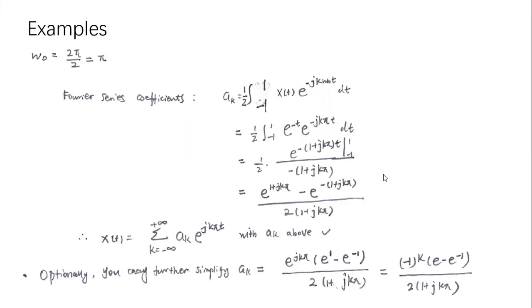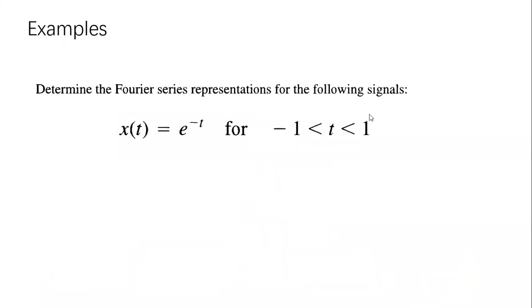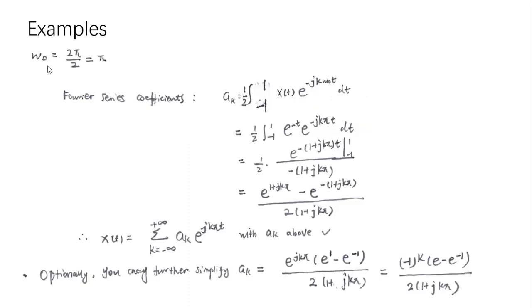Okay, let's look at the answer. First, we need to calculate the fundamental frequency of the periodic signal. I forgot to mention here, it is a periodic signal with the period 2. The period of this signal is 2, and the fundamental frequency is 2 pi over 2, which is pi.